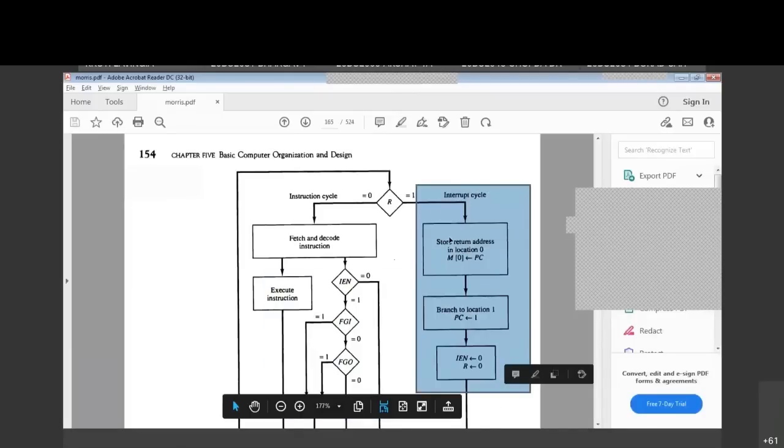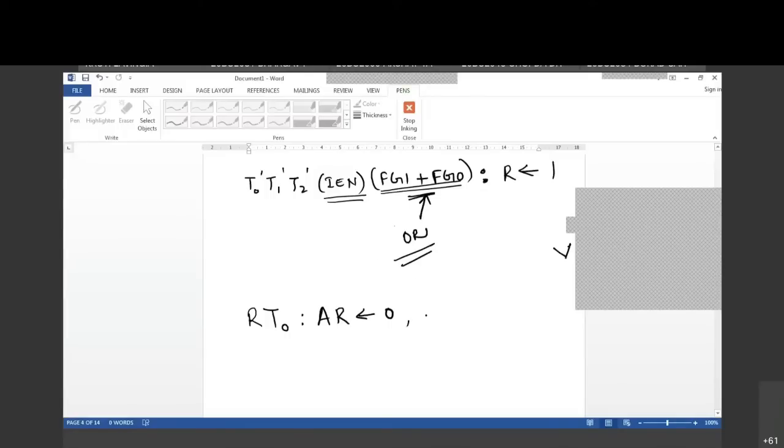Now let us see the steps involved when the interrupt cycle occurs. When an interrupt occurs, first of all, we know that we are moving to a specific location 0. So AR is set to 0 and in the temporary register we will store the value of PC. At RT1, in M of AR, we will be storing the value of this TR. We said that the PC value will be stored at location M of 0. That we had directly written.